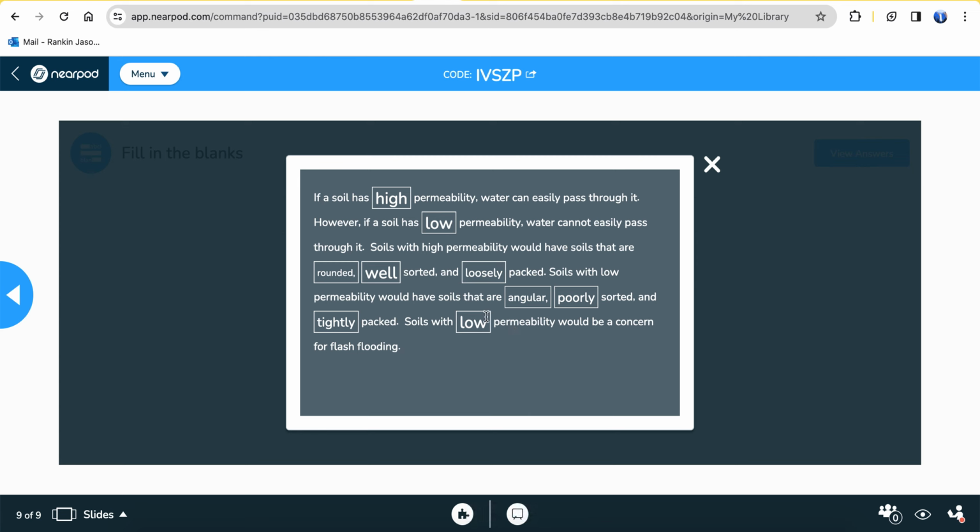Soils with low permeability would be a concern for flash flooding, right? So if water cannot get through the earth because of low permeability, perhaps maybe it's a clay soil, then we have the risk of flash flooding at the surface, right? Not too good.